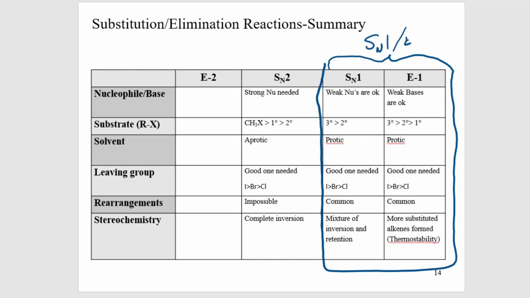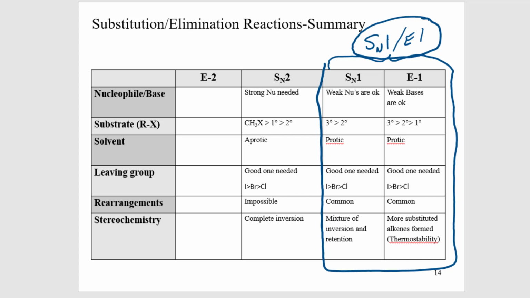SN1 and E1 are going to be written like this. Why? As you can see, there's no distinguishable feature, is there? How the heck are we going to decipher when the conditions favor an E1 or an SN1? This competition is just not feasible to distinguish. You're probably going to get a mixture of both. It's very difficult to control.